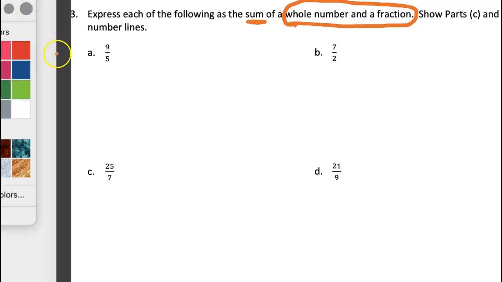sorry, my screen shifted too. I don't know why that is. Let's see if I can move it.